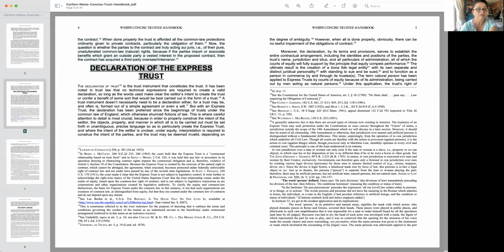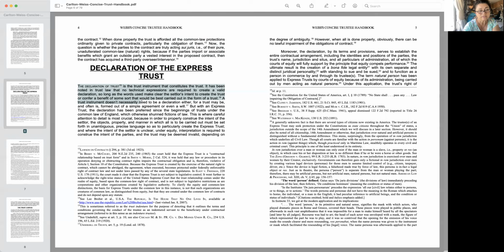Declaration of the express trust. The declaration of trust is the trust instrument that constitutes the trust. It has been noted in trust law that no technical expressions are required to create a valid declaration, so long as the words used make clear the settlor's intent to create the trust or confer a benefit of some sort that would be best carried out in the form of a trust.